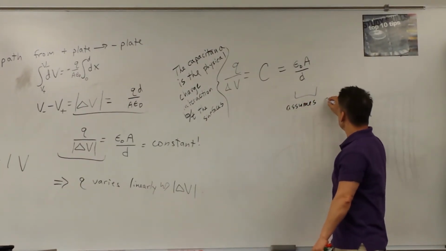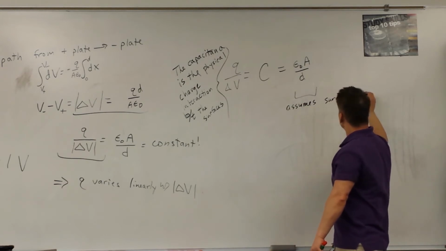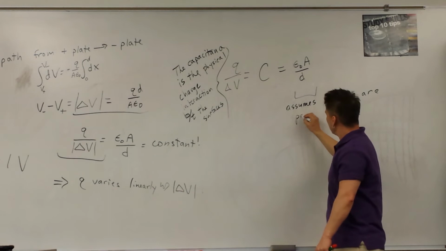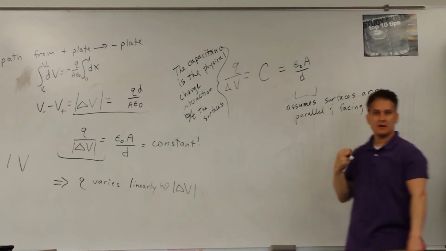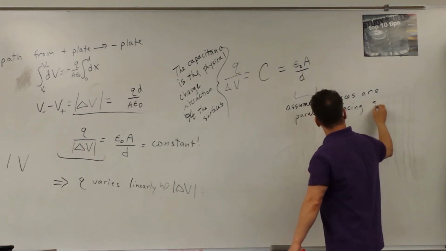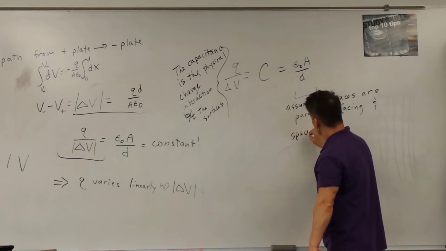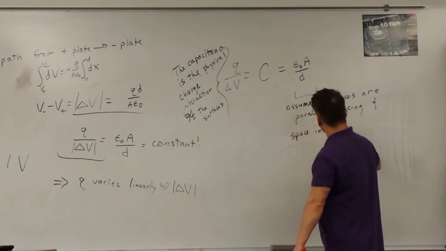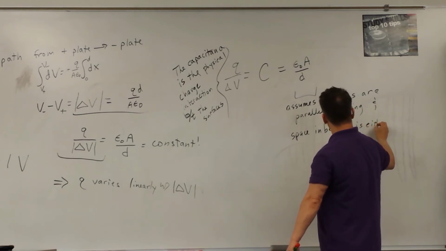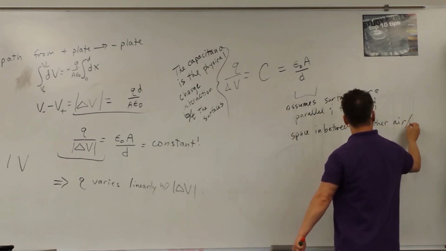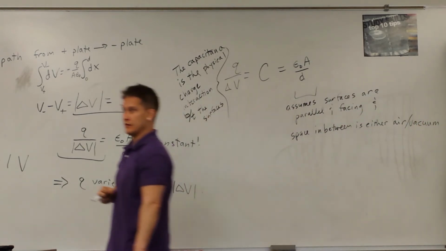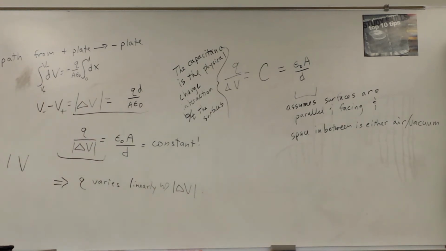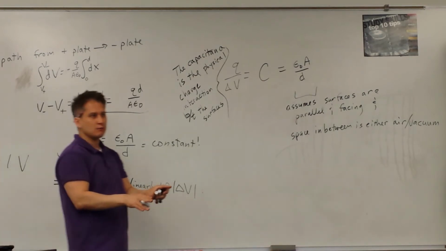So we assume that the surfaces are parallel and facing. And we also assume the space in between is either air or vacuum, technically vacuum, but air is close enough. You can't tell the difference, because when you have air, the gas particles are so thin and sparse, low density, that for all practical purposes, it's empty space.